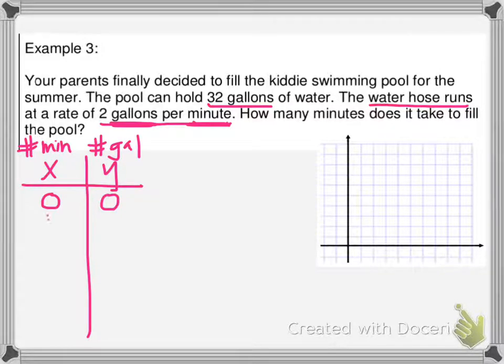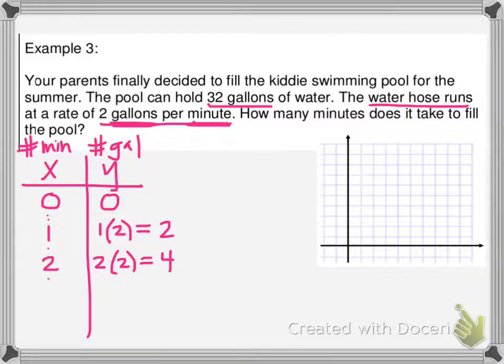All right, so some time passes. Let's say after a minute, it fills 2 gallons per minute. So I know after 1 minute, 1 minute times 2 gallons, I have filled up 2 gallons. Okay, let's say another minute goes by. Now we're at 2 minutes. Well, it's 2 gallons per minute, so 2 gallons times 2 minutes equals 4 gallons. So I can kind of see a pattern. For every minute I fill it, 2 gallons get added.